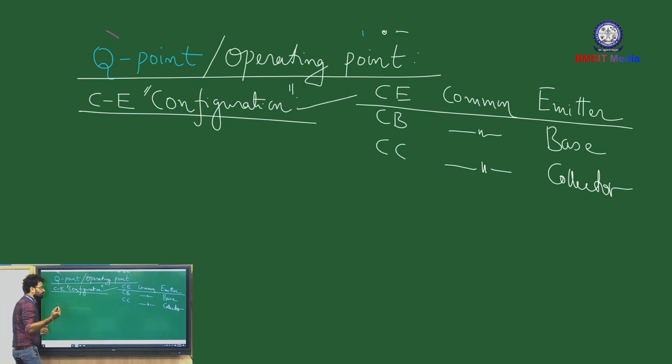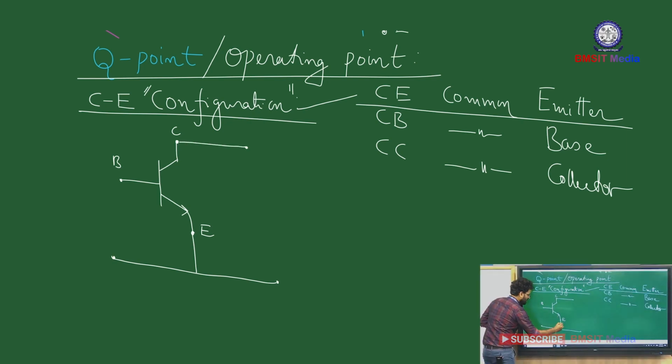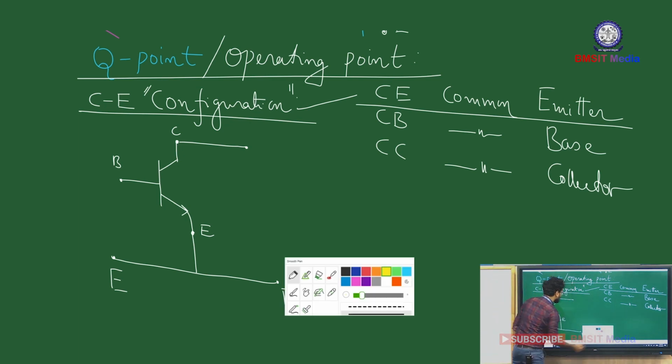As the name suggests, emitter terminal is common. So common emitter means emitter terminal is common. What you have to do is draw the transistor symbol, and for the explanation purpose, I consider NPN transistor. So emitter circuit is made common to input circuit as well as output circuit. This is how you can visualize. This is your extended emitter terminal, right?